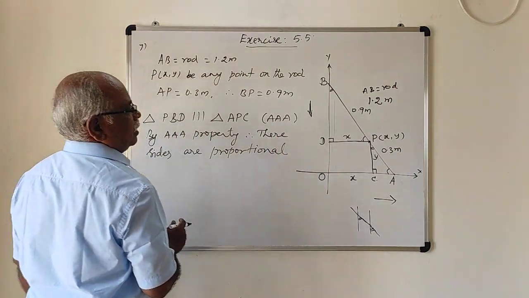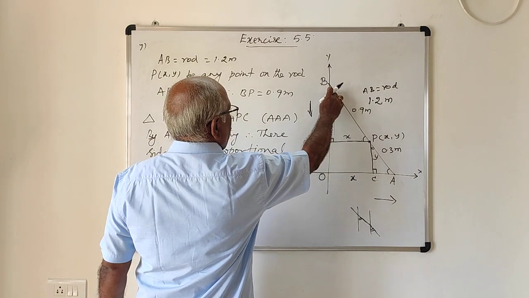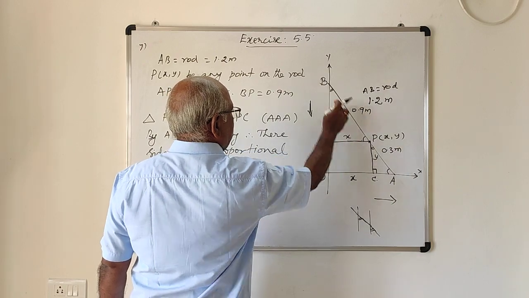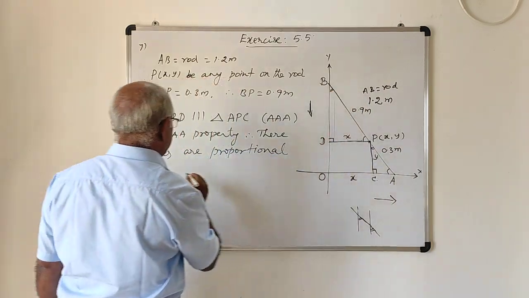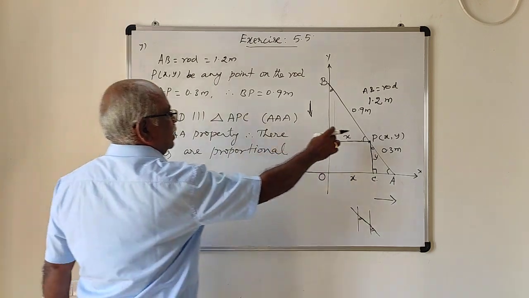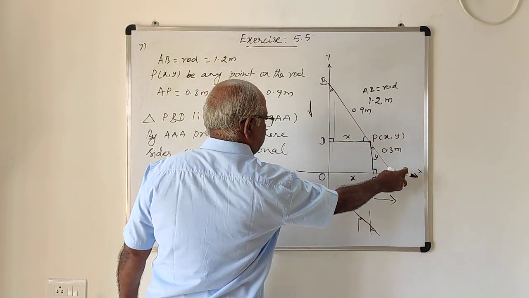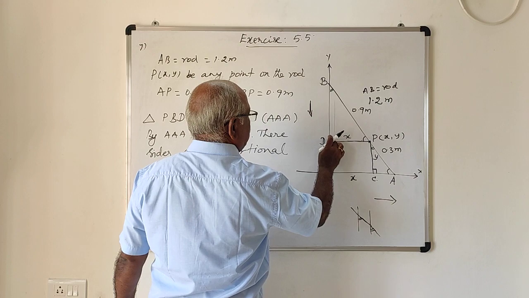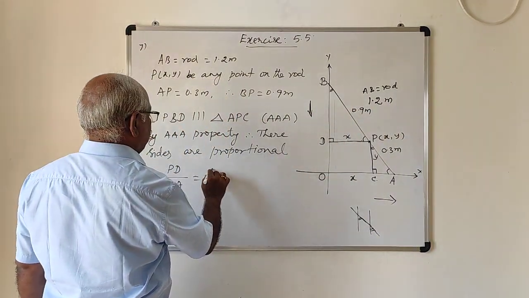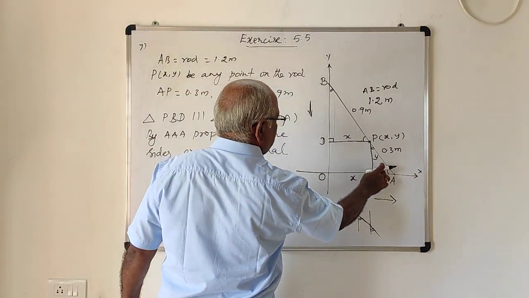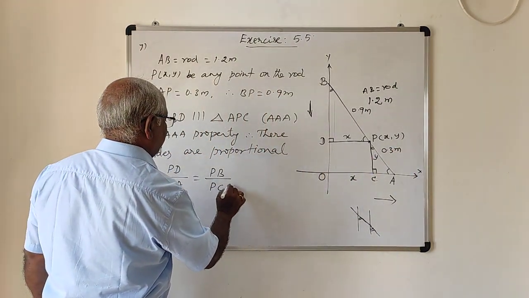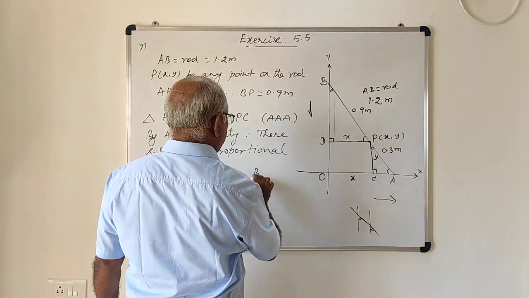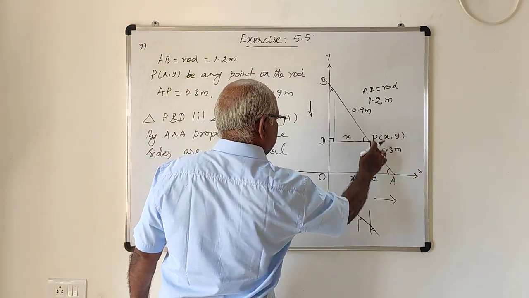Their sides are proportional. See, up in this triangle, the bigger triangle PBD, the side opposite to the angle B is PD. Similarly, the side opposite to the same angle in the other triangle is CA. PD by CA equals the side opposite to the right angle in triangle PB by the side opposite to the right angle in triangle PC. So automatically the third angle, the side opposite to P, BD by the side opposite to PC.